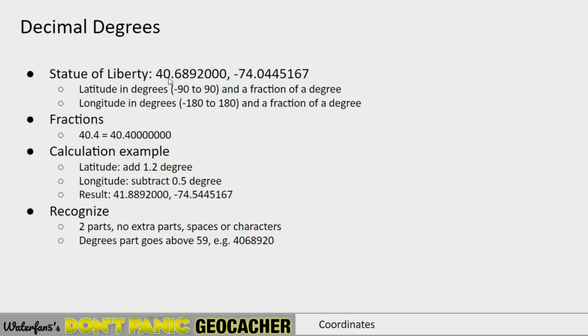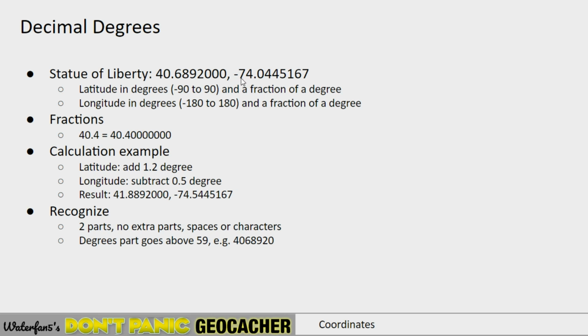So all of them have basically the degrees and then the fraction of the degrees as a single number. Note that these are fractions, so again 40.4 is the same as 40.40, and then add as many zeros as you want. Now for a calculation, it often means that you just have to add a whole number to it. So now if it says add 1.2, and this is the coordinate system that they're working with, it now means that you have to add 1.2 degrees. And the same, if they say subtract 0.5, it means subtract.